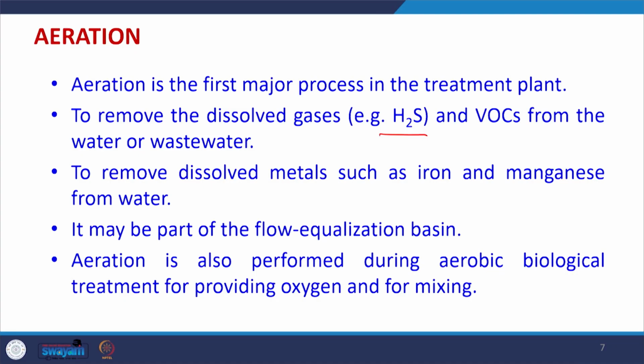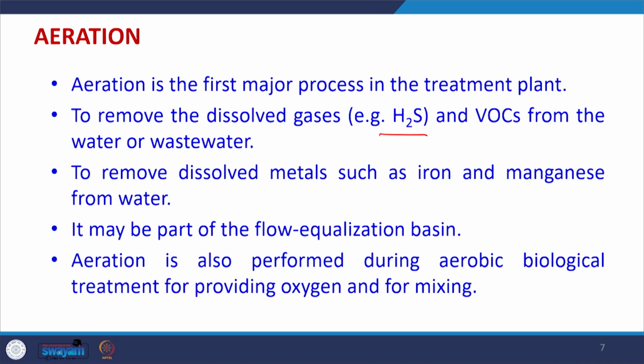So, aeration is the first major process in the treatment plant and it is generally used to remove the dissolved gases and VOCs from the water and wastewater. So, we can remove dissolved gases such as H2S and also other types of volatile organic compounds if present in the water, including benzene, xylene, toluene etc. It can also remove dissolved metals such as iron and manganese from water. It may be part of the flow equalization basin as already told. Aeration is also performed during aerobic biological treatment for providing oxygen and for mixing. So, for both purposes aeration is done in the biological treatment processes.